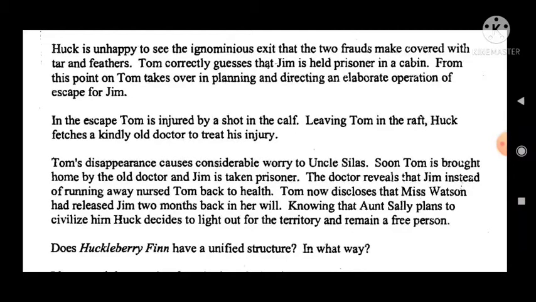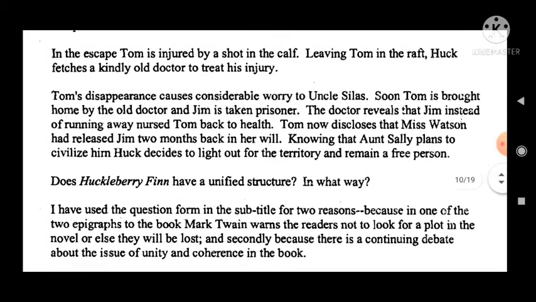So in the escape, Tom is injured by a shot in the calf. Leaving Tom in the raft, Huck fetches a kindly old doctor to treat his injury. Tom's disappearance causes considerable worry to Uncle Silas. Soon Tom is brought home by the old doctor and Jim is taken prisoner.